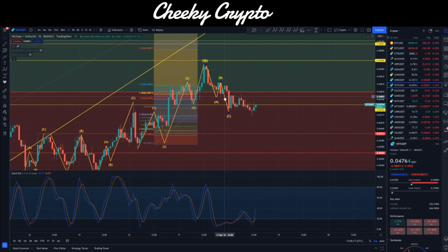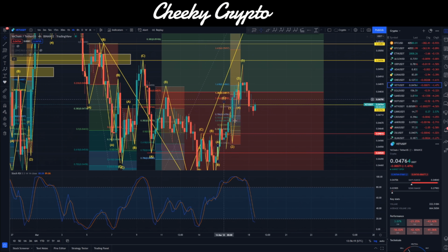So if we were to zoom out of this move and take a look at the 4-hourly chart, you can see that we're in this oversold area and would support a bigger move to the upside, along with our hourly, which is good to see.